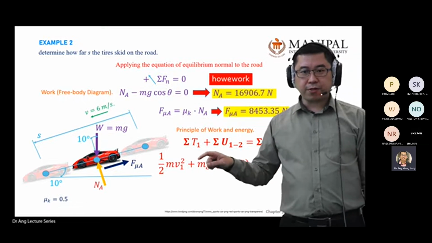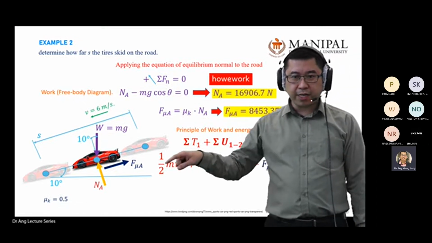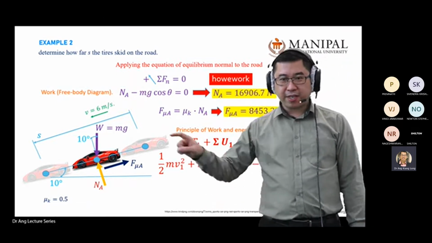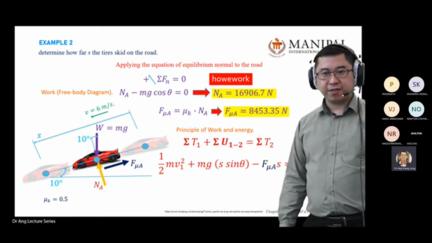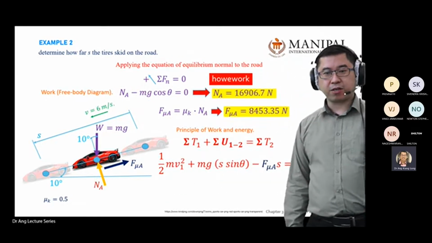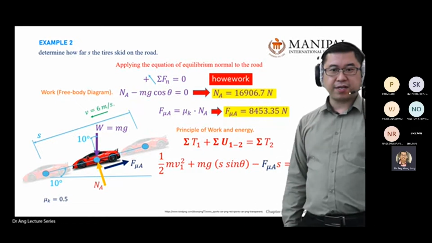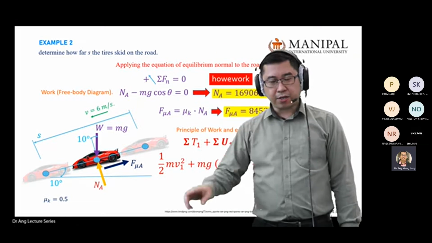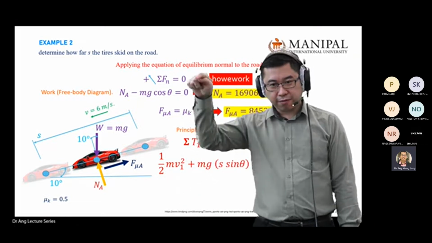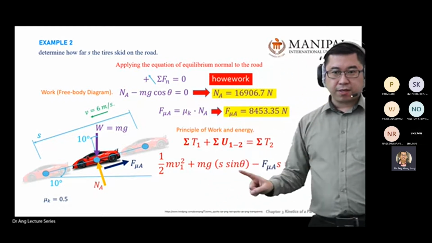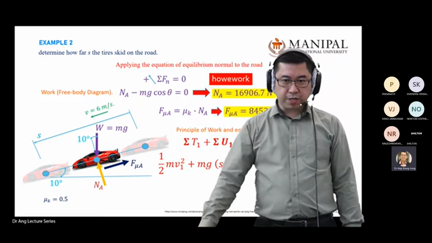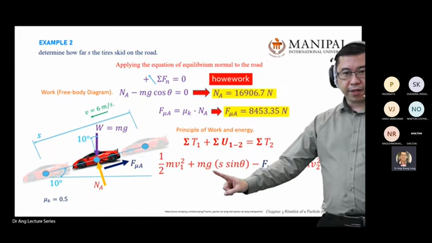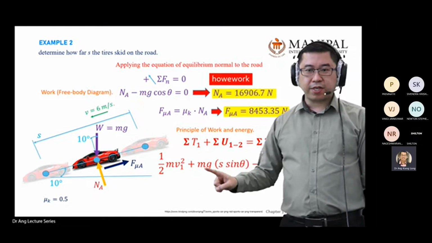Why is your work done by gravity positive? Look at the object's motion. Where is this object going? Going down. This object is going down. That's why your y axis is positive going down. Your work done is positive because the object is going down. Take note of this one in your revision notes.